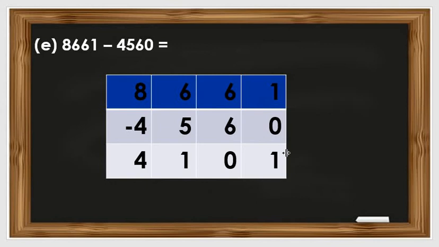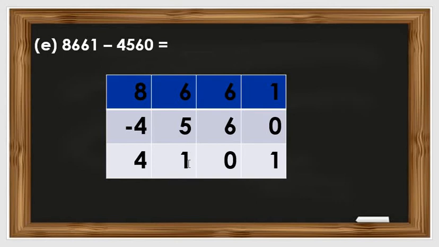1 - 0 = 1. Okay, this is the 1s place, this is the 10s place, this is the 100s place, and this is the 1,000s place. One by one, we are doing all the places. 1 - 0 = 1, 6 - 6 = 0, and 6 - 5. We can easily take 5 out of 6.